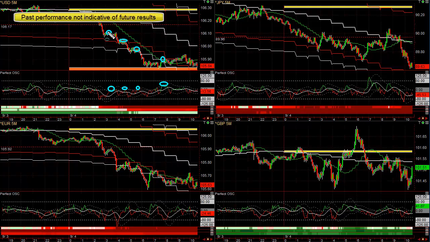And guess what? Within about 20 minutes, it fell. Within 10 minutes, it fell. Within 10 minutes, it fell. Within 30 minutes, it fell. And if you find one currency that's strong and another one that's weak, it really helps you trade.